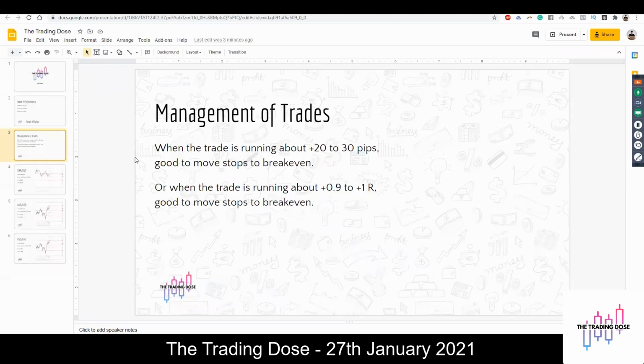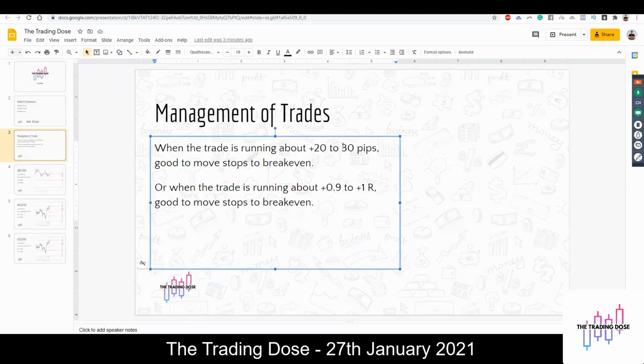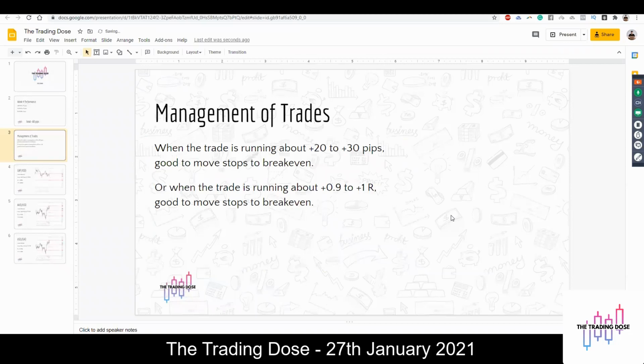So for a guide, if you're looking at intraday, right now we are looking at somewhere around a positive 20-30 pips in the direction that you want, or if you're looking at risk to reward, if you get about 1:1 RR, it's a good time to move your stops to break even and protect the trade. So that's a quick one.